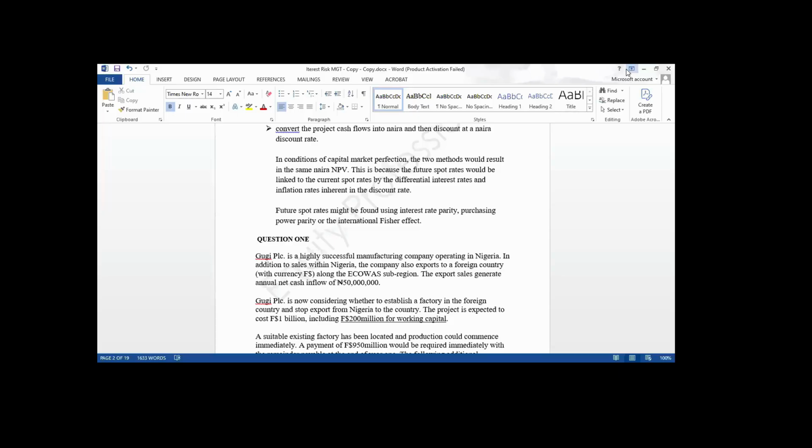I'm trying to check the page. Materials. I can't see the material here. So.